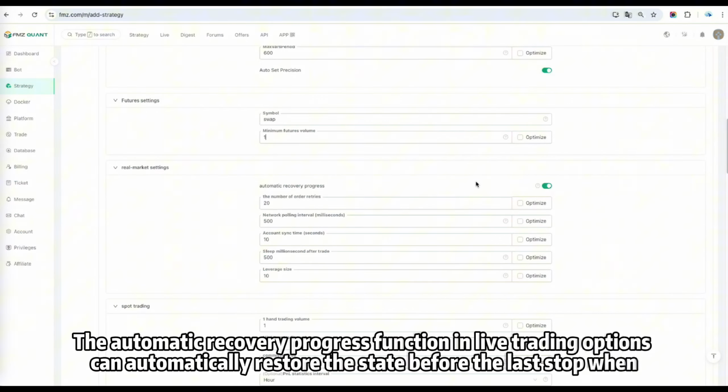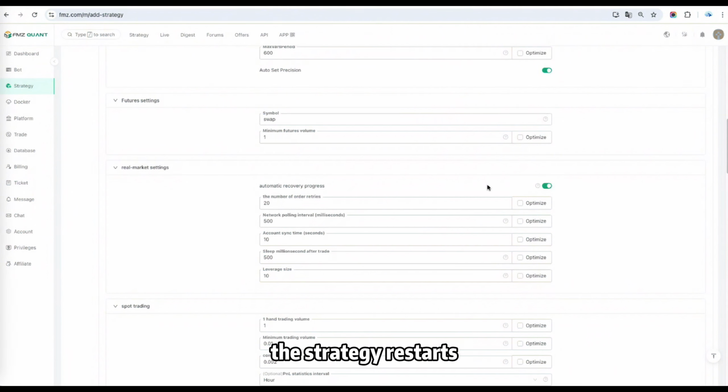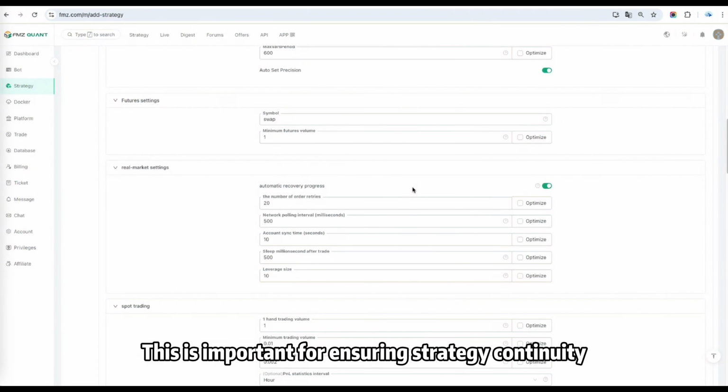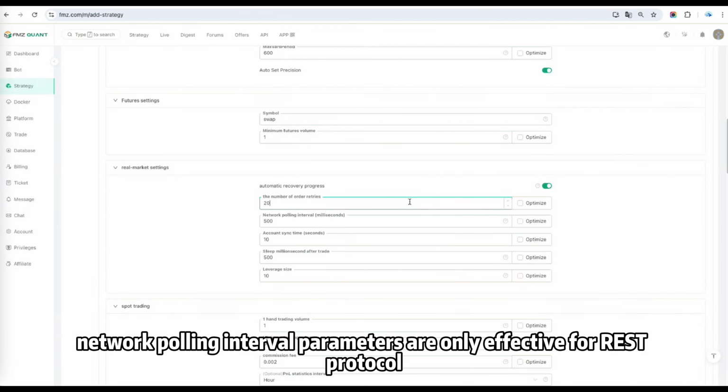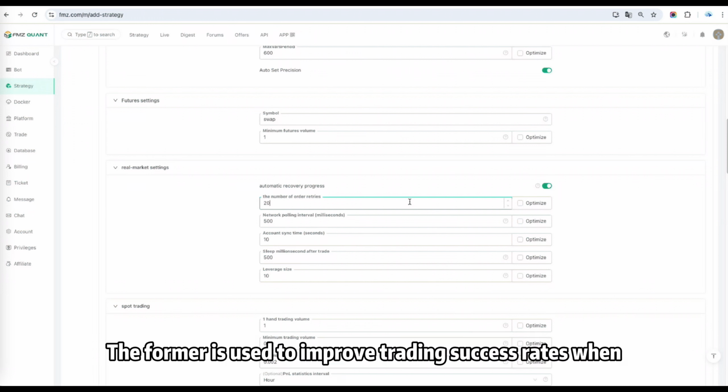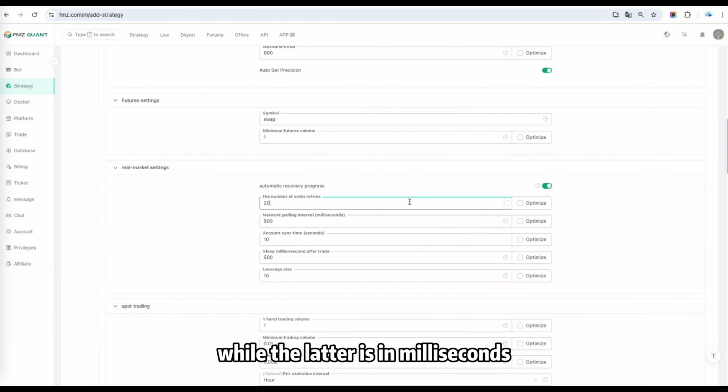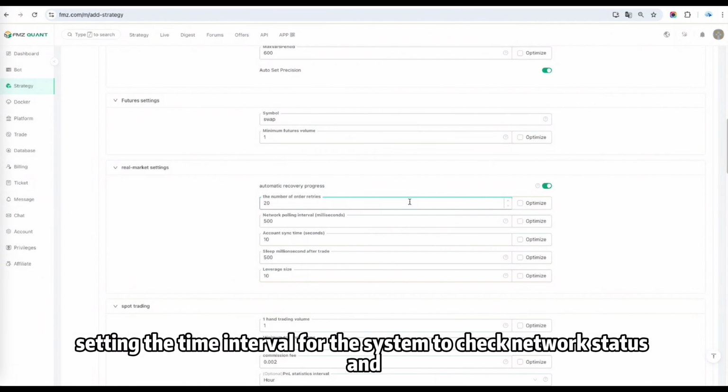The automatic recovery progress function in live trading options can automatically restore the state before the last stop when the strategy restarts, including position information, variable states, etc. This is important for ensuring strategy continuity. The number of order retries and network polling interval parameters are only effective for REST protocol. The former is used to improve trading success rates when networks are unstable, while the latter is in milliseconds, setting the time interval for the system to check network status and API responses.